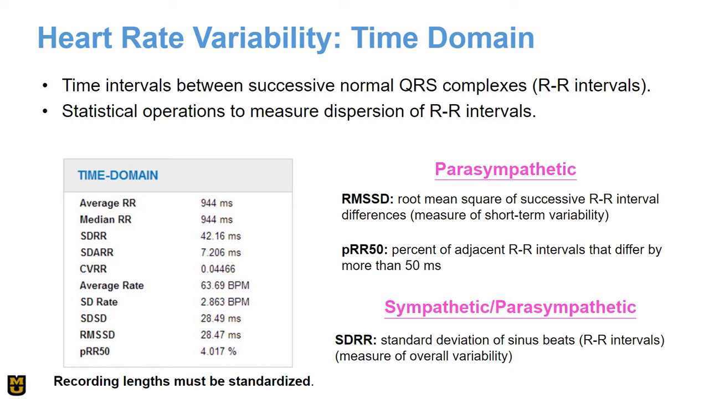You can go down here and use this SDRR. So that's a standard deviation of the sinus beats, so just normal R to R intervals. And that gives you a nice measure of overall heart rate variability. But if you're specifically interested in cardiac vagal modulation or parasympathetic modulation, there's two others you could focus on, which would be here the RMSSD, which is just the root mean squared, or this PRR50. Now, you get a lot of other data from the program as well, but these are the key ones that you'll see in most of the papers that you read. And so I highly recommend that you would use some of these.